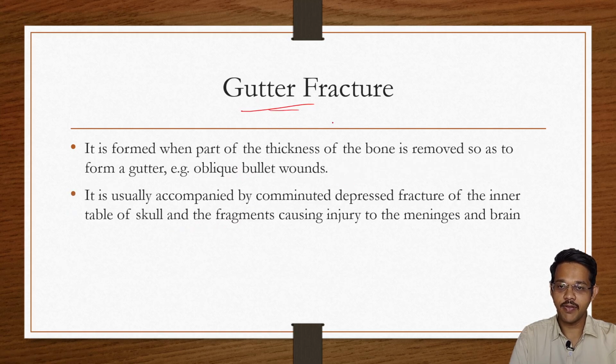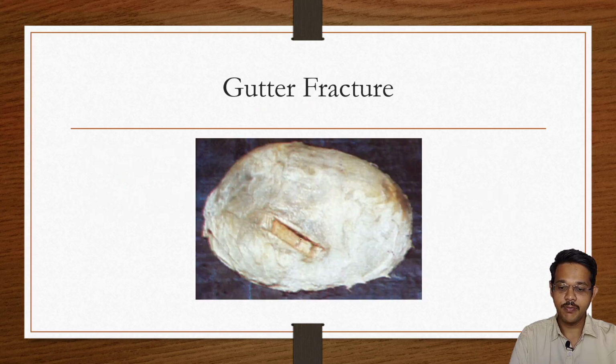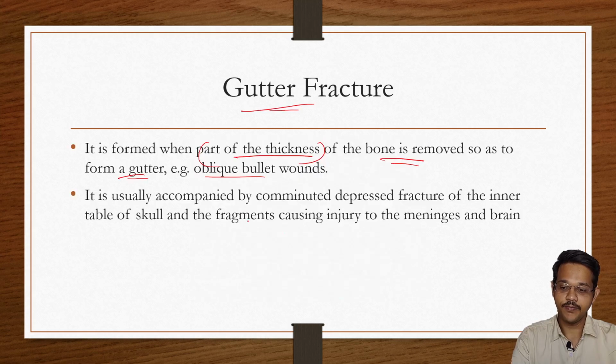Next fracture is gutter fracture. It is formed when part of the thickness of a bone is removed. So in gutter fracture, part of the thickness of the skull is removed, forming a gutter. An example is a fracture caused by oblique gunshot wounds. In this image, you can see a part of the skull being removed by the striking bullet. It is usually accompanied by a comminuted depressed fracture of the inner table of the skull, with fragments causing injury to the meninges and the brain.